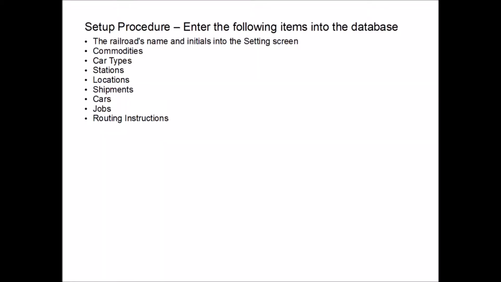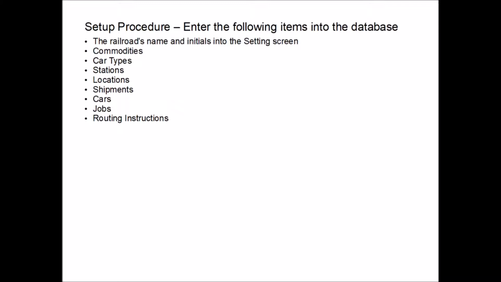Okay, we'll just review the steps that we've gone through so far in all these past videos. First of all, we want to look at the setup procedure. First thing you do when you set up the STS database is to put the railroad's name and initials into the settings screen, because that appears on a lot of the documents. Then you enter the commodities that your railroad will transport. You enter the car types that are necessary to haul those commodities.